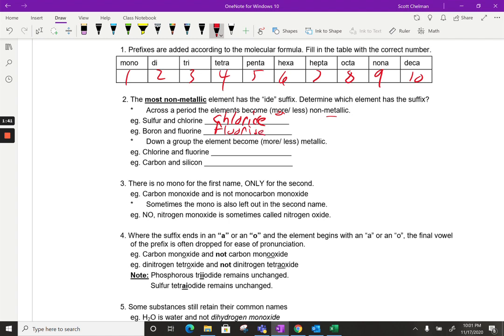Now, you have chlorine and fluorine. As it goes up and down the group, the higher up in the group becomes less metallic, more non-metallic. So fluorine is above chlorine, so that becomes fluoride. And carbon is above silicon, so then that becomes carbide.